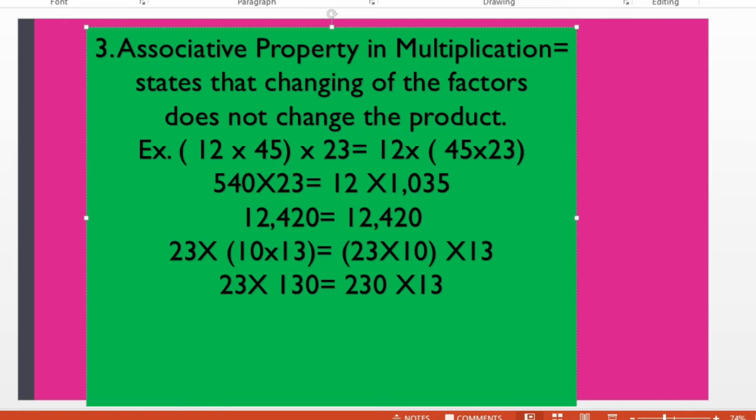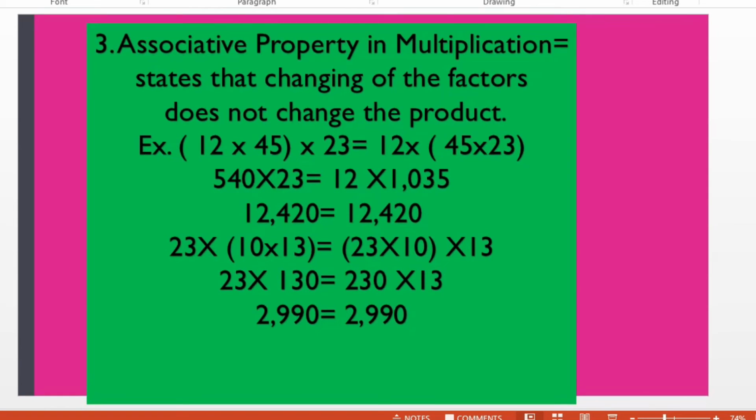So, 23 times 130, the answer is 2,990 equals 230 times 13. The answer, of course, is 2,990. So, hindi pwede magka-iba yung answer kasi po hindi po yun the same or equivalent. So, dapat ang answer is the same. So, that is associative property in multiplication. So, the changing of the grouping of the factors does not change the product.